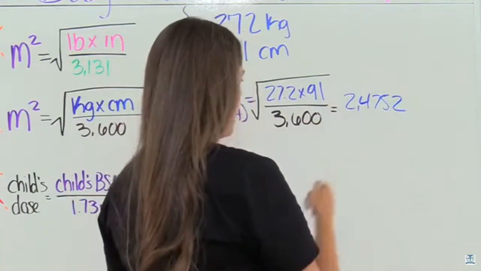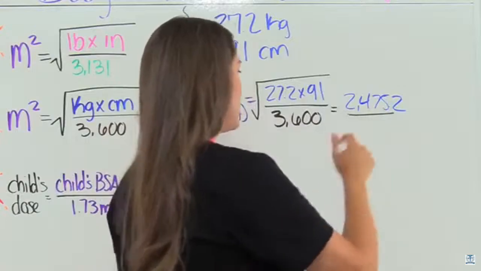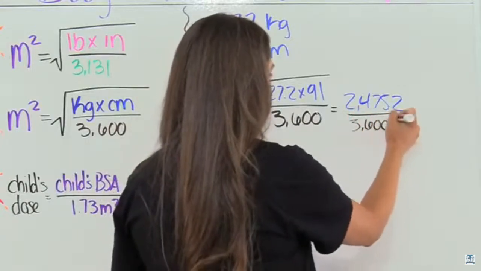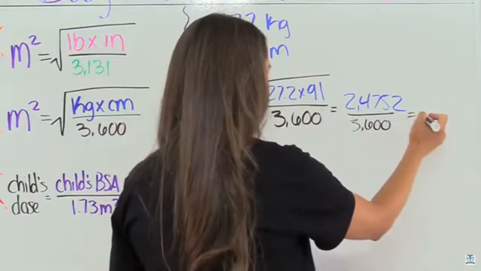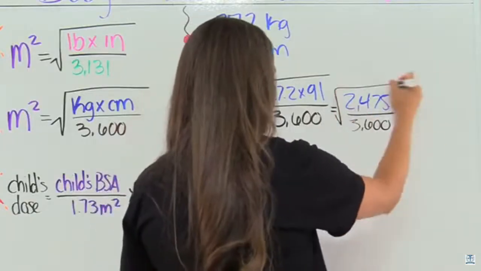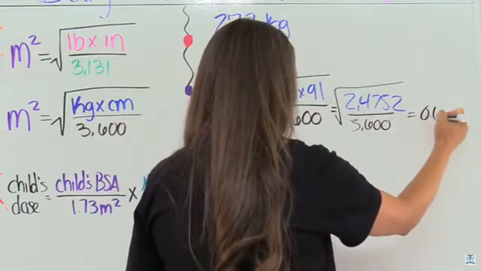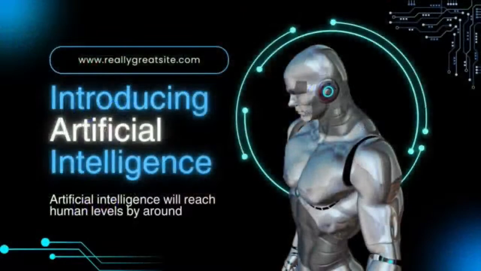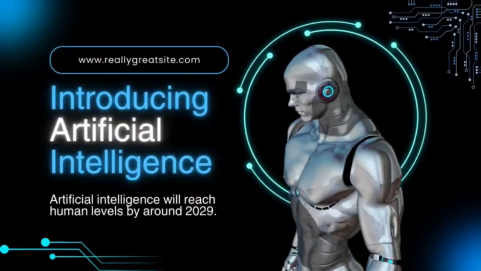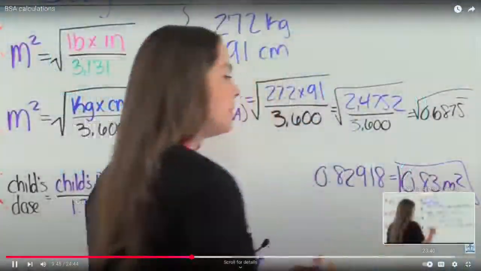2,475.2, and we're going to divide that out by 3,600, and whenever you divide that, you get 0.687, the square root of that. So the square root is the patient's body surface area.